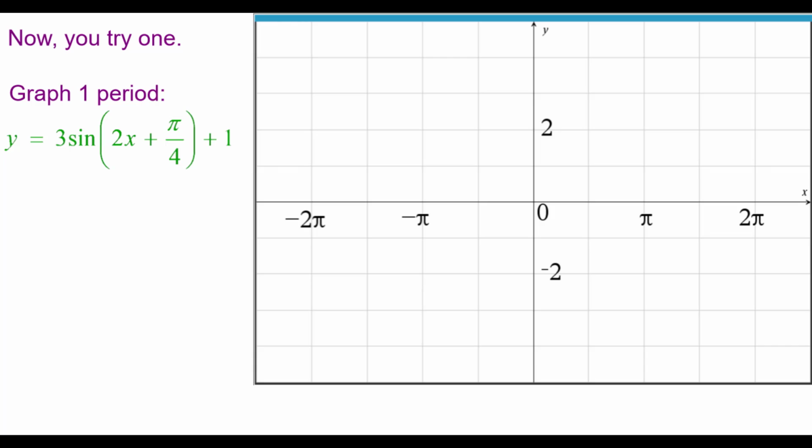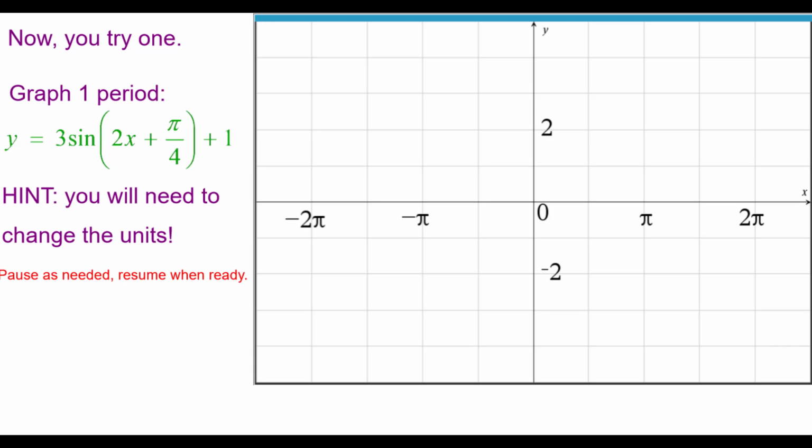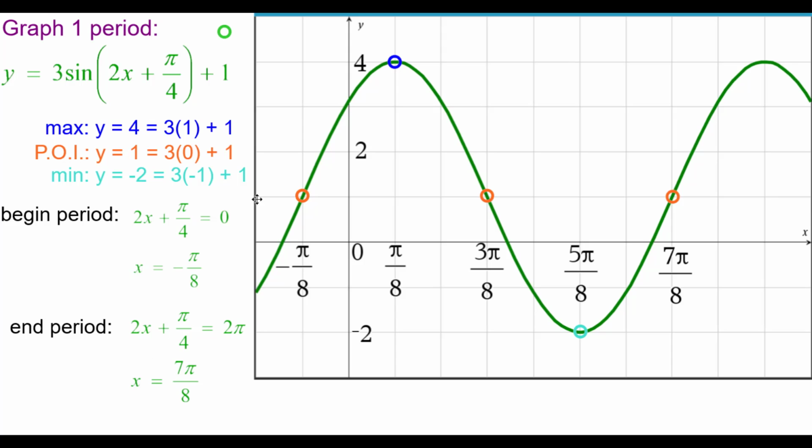Now you try one. Graph one period of this function here. You will need to change the units. Pause as needed. Resume when you're ready. So we listed a lot of the information here, where the max, the point of inflection, and the minimums occur, where the beginning of the period is, where the end of the period is. We hope that's enough to help you check your answer.